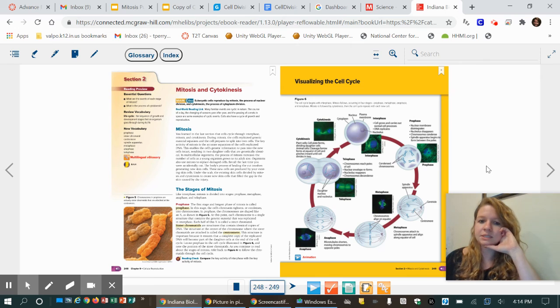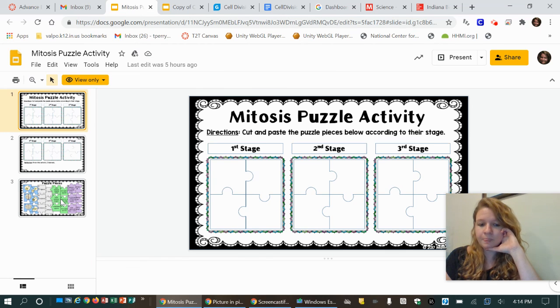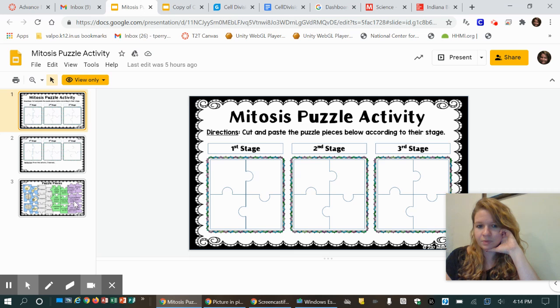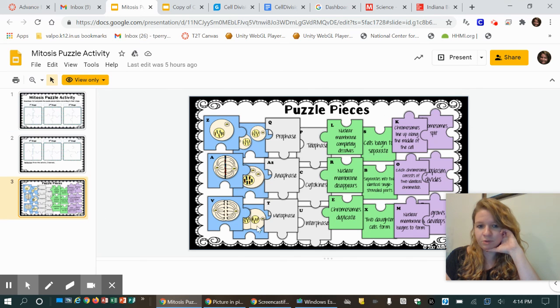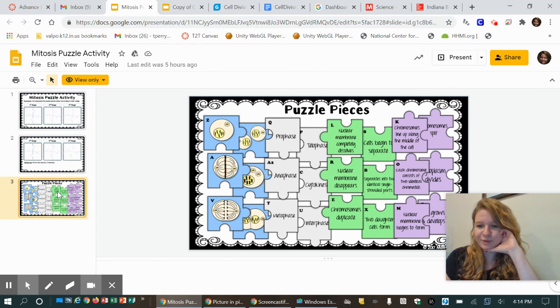But if it doesn't, you can move on to your next assignment, which is going to be this mitosis puzzle, in which you take these puzzle pieces and fit them all together. Each one of these puzzles has four pieces: a blue piece, a white piece, a green piece, and a purple piece. It's your job to move them around and put them in the correct puzzle. That's probably going to be due by Monday. I might give you the weekend to do it because it might be a little bit tricky.